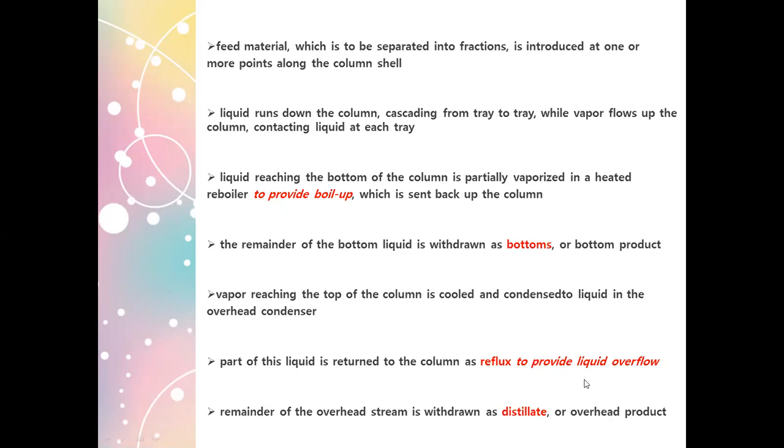Now, the purpose stated in the slide though is to provide liquid overflow. Meaning, aside from the liquid feed that goes down into your column to be partially boiled up as vapor, you have an additional liquid that goes down as well from the condensed vapor. So the purpose, again, as I've said, is to improve the quality of your distillate, the final product. Now, the remainder of the overhead stream is withdrawn as distillate or the overhead product or the final product of the distillation process.